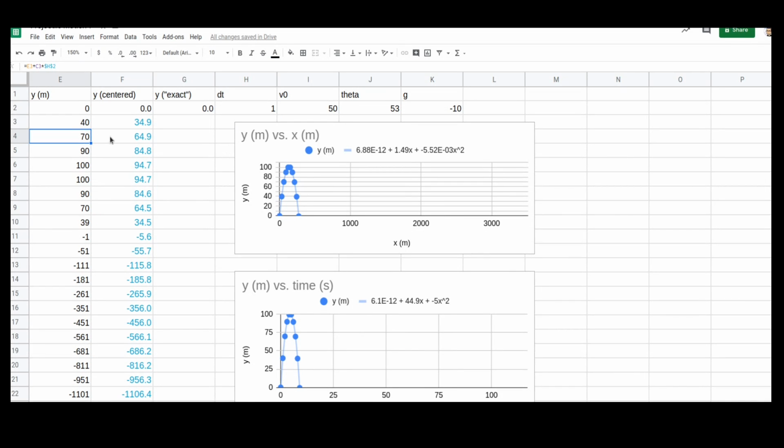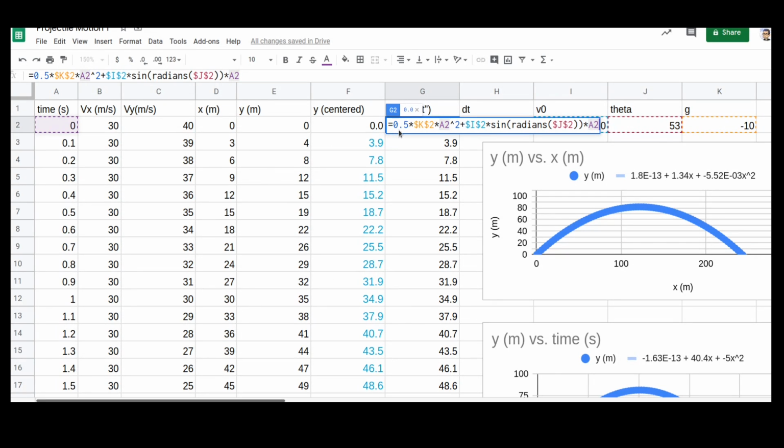Now we see a bigger difference between the centered formula and the forward Euler or left end method that we were using, exclusively the old value of the velocity. And now let's use the textbook kinematic formula. Here we have our exact formula in column G, 1/2 gt squared. G is $K$2 here.